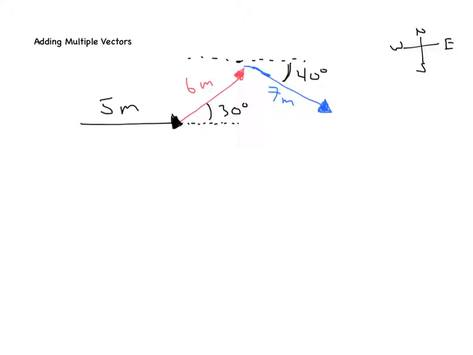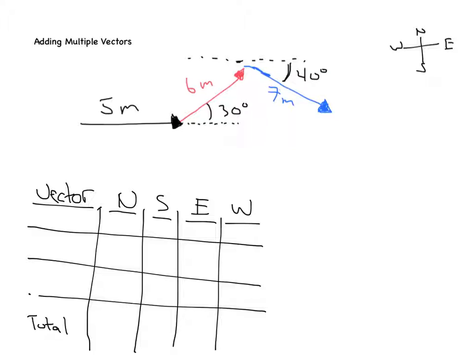Okay, so the way we're going to approach this problem is we're going to break all the vectors that are at angles, so the red and blue vector, up into the x and y components, and then we can add those together to make just a final 2 vectors that we can then add together to make our resultant. So for this technique, when you have multiple vectors like this, I'm going to make a table. The table can look something like this.